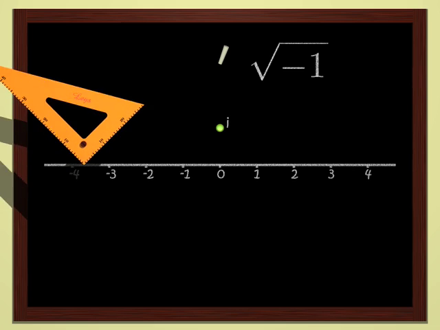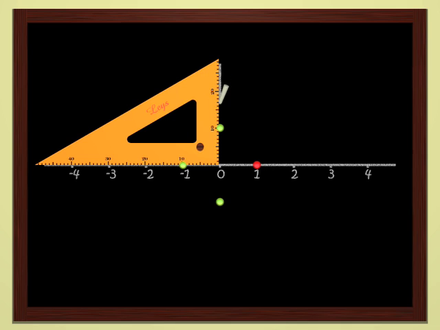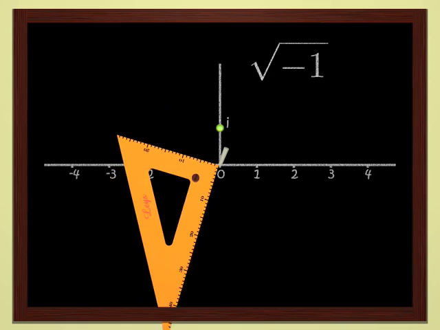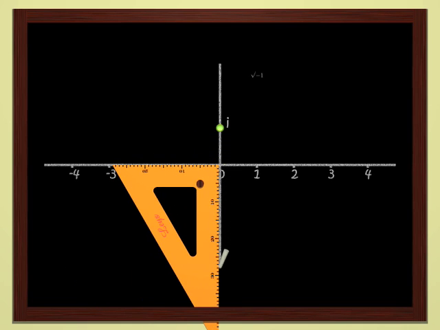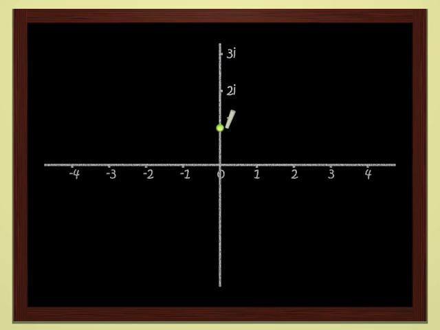But once we have the courage to leave the line, everything else is easy. We can represent 2i, 3i, and so on. Each point in the plane represents a complex number, and conversely, each complex number defines a point in the plane.